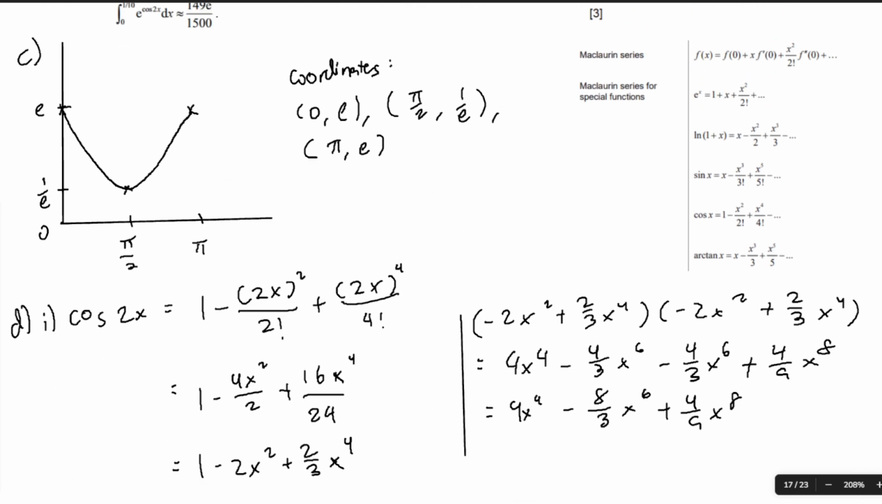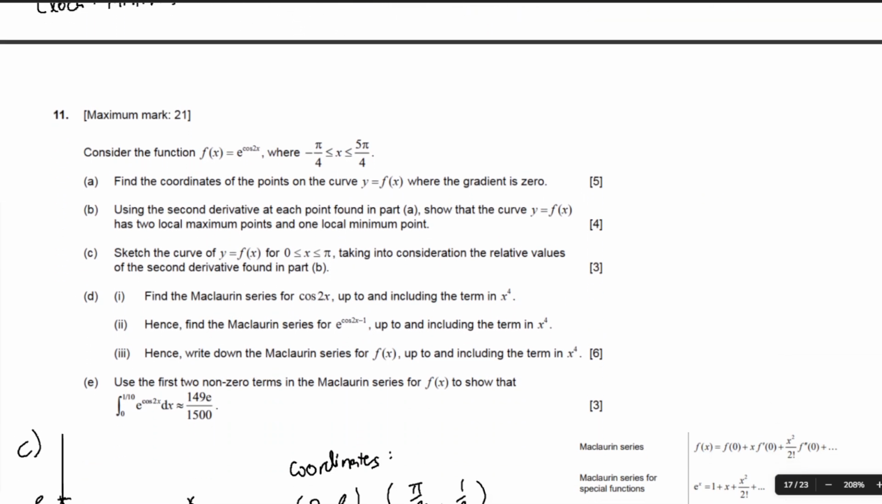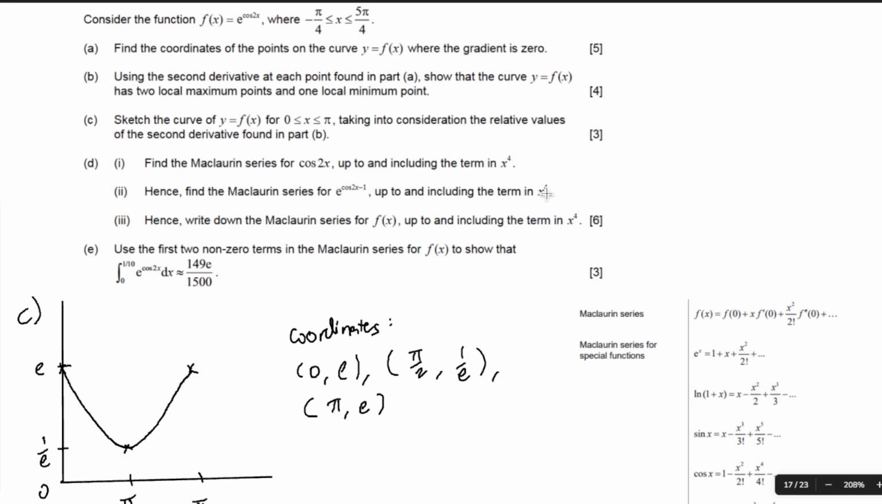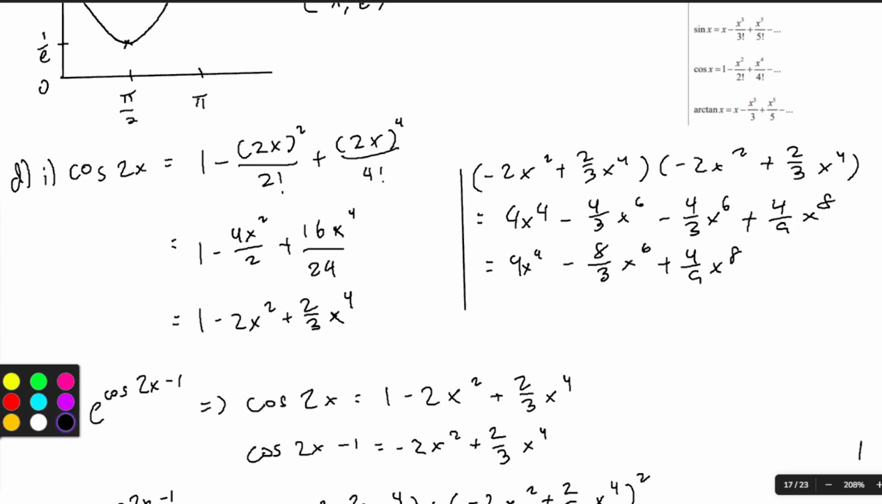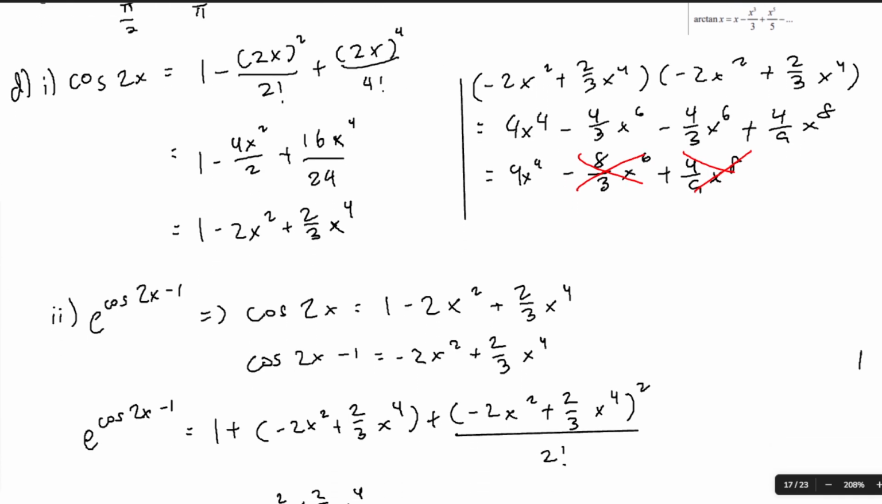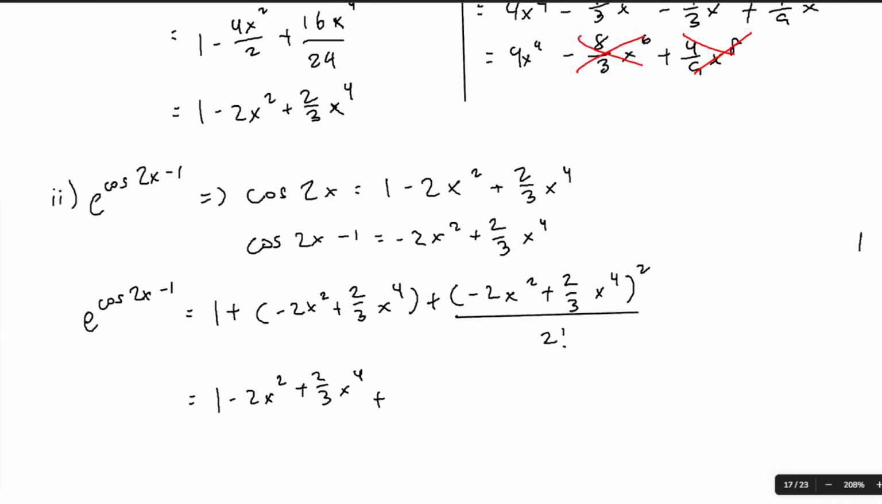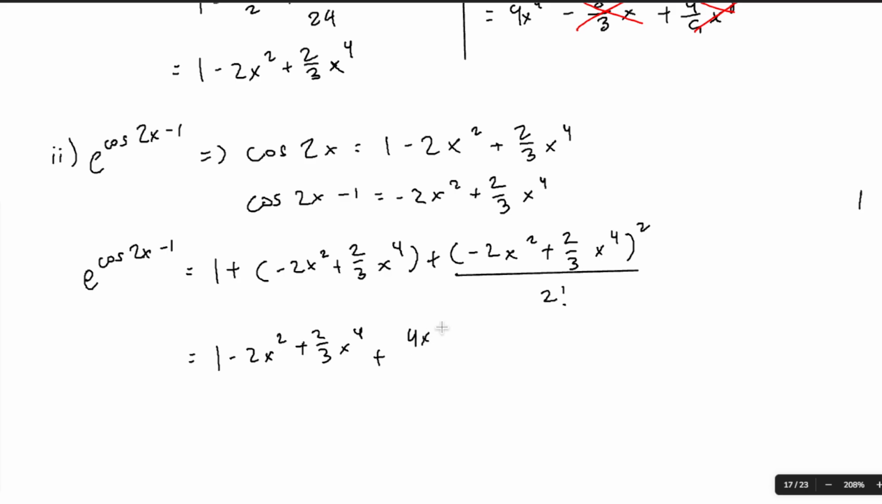But remember, right here, we're only going up to and including the term x power 4. So our values here, minus 8 over 3 x to the power of 6 and 4 over 9 x to the power of 8, are not included. All right? So we just put our 4x power 4. And by knowing that, we just put 4x power 4 over 2, because 2 factorial is 2.